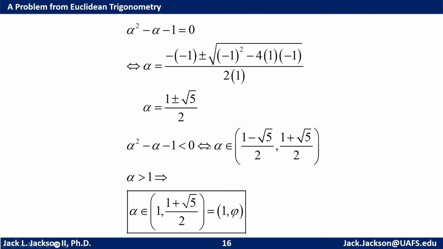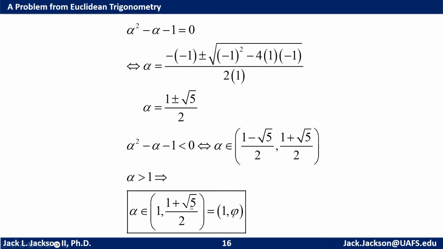So that tells us that, since this has to be less than 0, we have to be between these two values, between 1 minus the square root of 5 over 2 and 1 plus the square root of 5 over 2. But remember, we also said alpha was bigger than 1. So we're between 1 and 1 plus the square root of 5 over 2.